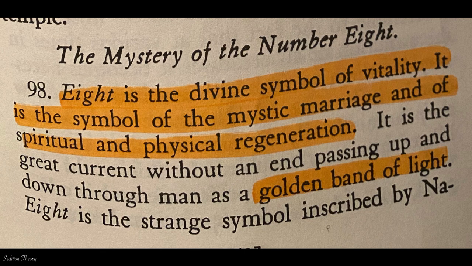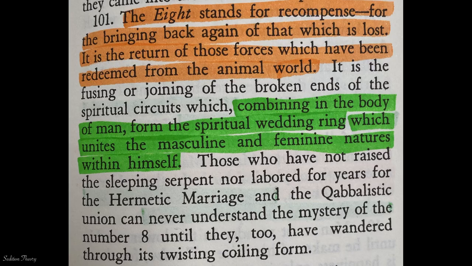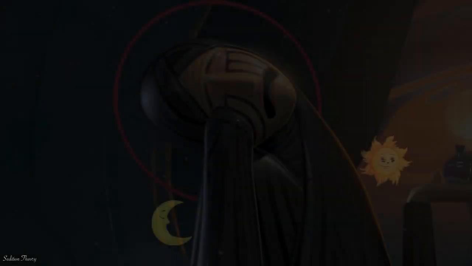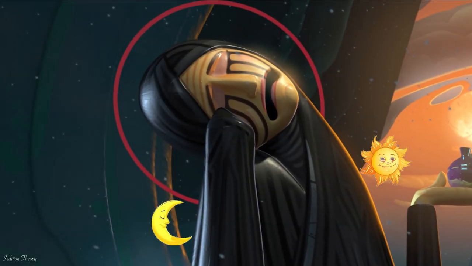8 is the divine symbol of vitality. It is the symbol of the mystic marriage and of spiritual and physical regeneration. It is the great current without an end passing up and down through man as the golden band of light. The 8 stands for recompense, for the bringing back again of that which is lost. It is the return of those forces which have been redeemed from the animal world.